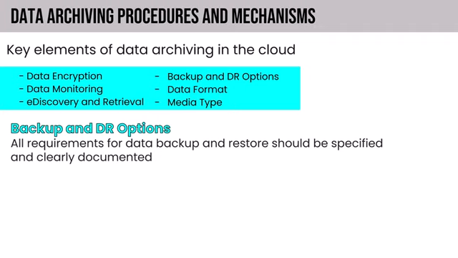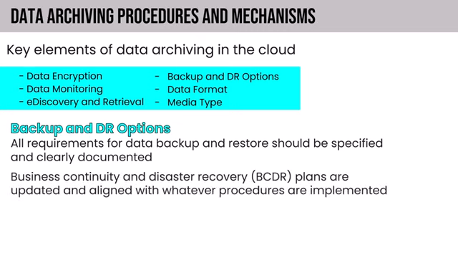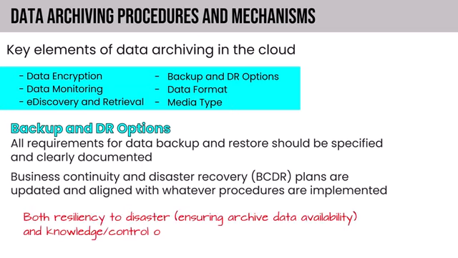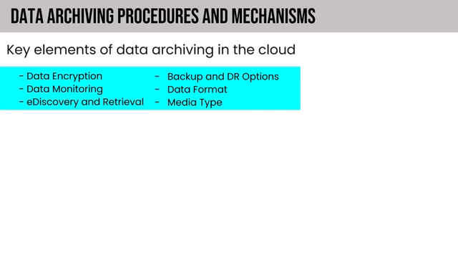Then we have backup and DR operations. So all requirements for data backup and restore should be specified and clearly documented. And business continuity and disaster recovery plans are updated and aligned with whatever procedures are implemented. We need to know our options here. And when it comes to backup and DR of our archive data, both resiliency to disaster, ensuring archive data availability, and knowledge and control of data replication are both important.